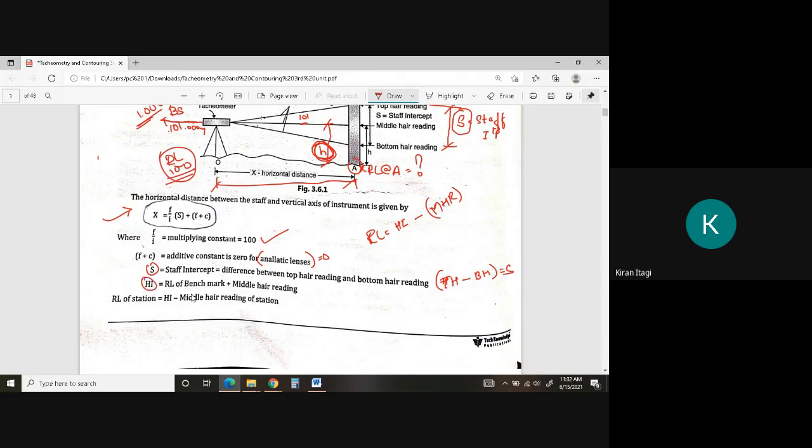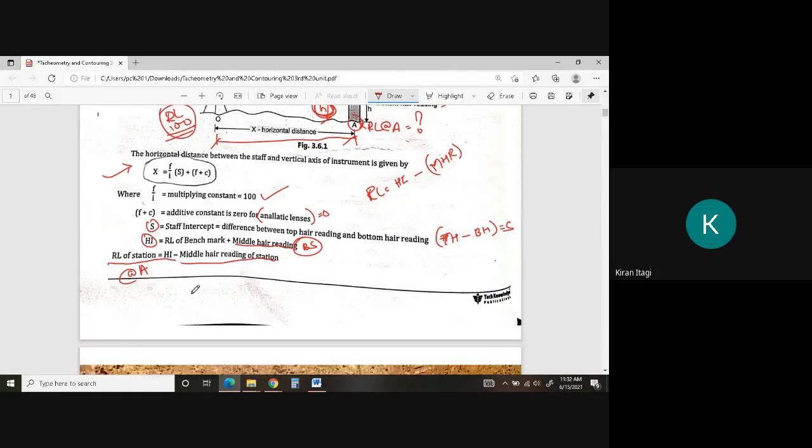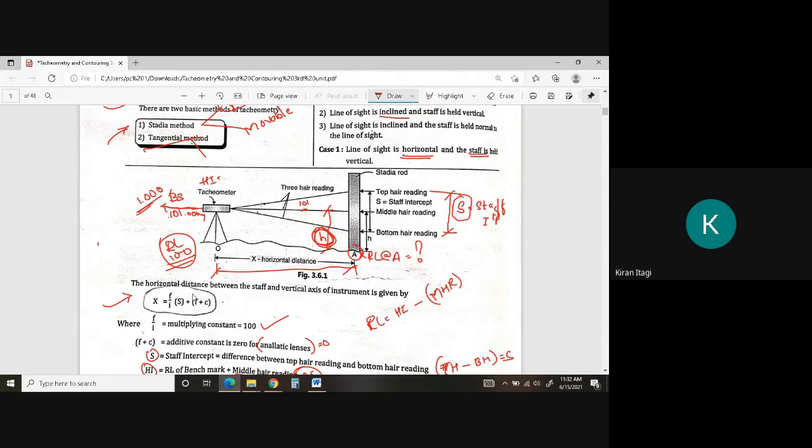Next, height of the instrument is RL of the benchmark plus middle hair reading. If you want the RL of the station, at station A, it will be height of the instrument minus middle hair reading of the station. Here it will be the back side if he has given. Take down this formula. Condition number 1, that is line of sight is horizontal and staff is held vertical. Take this formula, x equals f upon i multiplied by s plus f plus c.